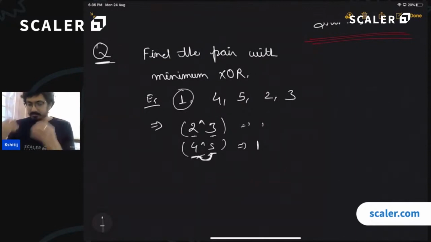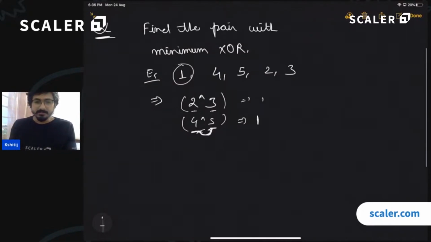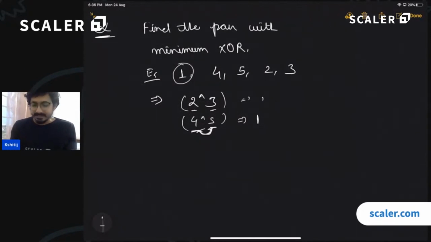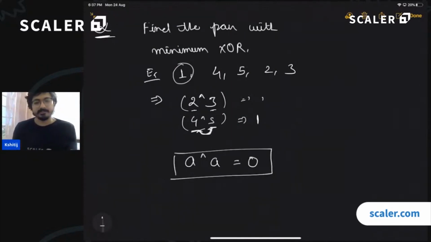Okay, now to solve this question, we need to use a very, very important property of XOR, and then we'll make some observations. A very important property of XOR that we studied in the last class is that if you are given a number A, then the XOR of A with A is going to be 0. Is everyone clear with this thing?